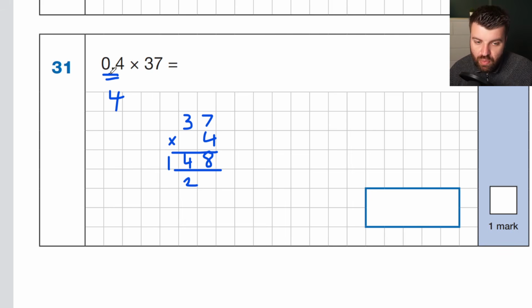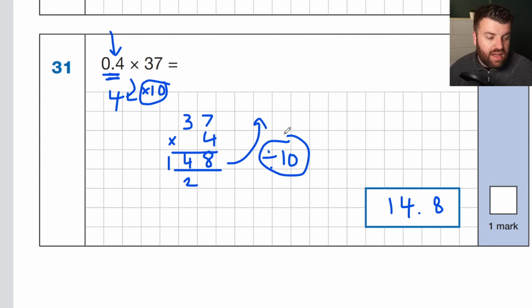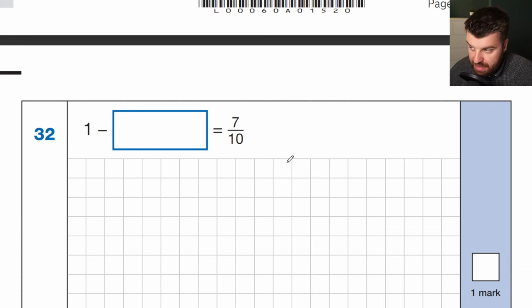But the question was 0.4. We actually made it 10 times bigger. So to correct our answer now, we need to take this answer and do the inverse of multiply by 10. We need to divide by 10 and make it work perfectly for us, which is 14.8. So we can make changes to a number. Multiplying by 4 is a lot easier than multiplying by 0.4, but we have to correct this multiply by 10 at the end and divide it by 10. So the answer to that question is 14.8.